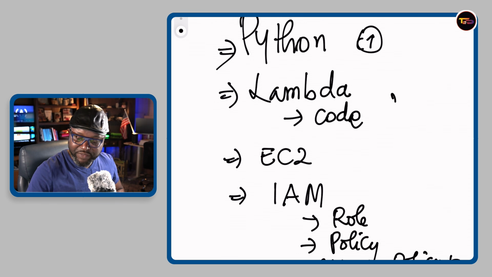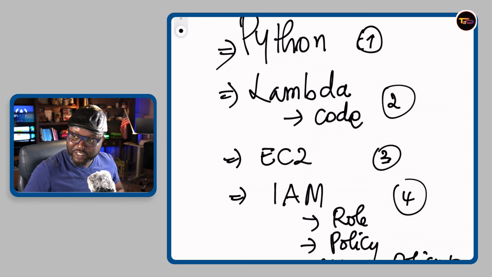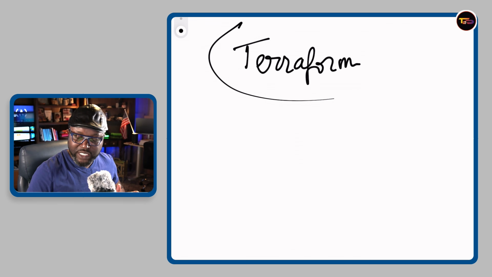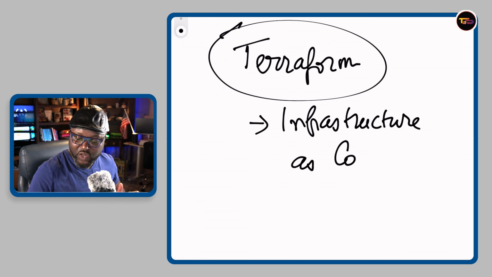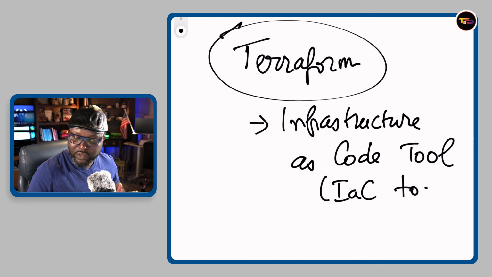So we have 3 things here, 4. And we're gonna do all of that using Terraform. We're gonna do all of that using Terraform. And Terraform is what they call an infrastructure as code tool. It's an IaC tool.